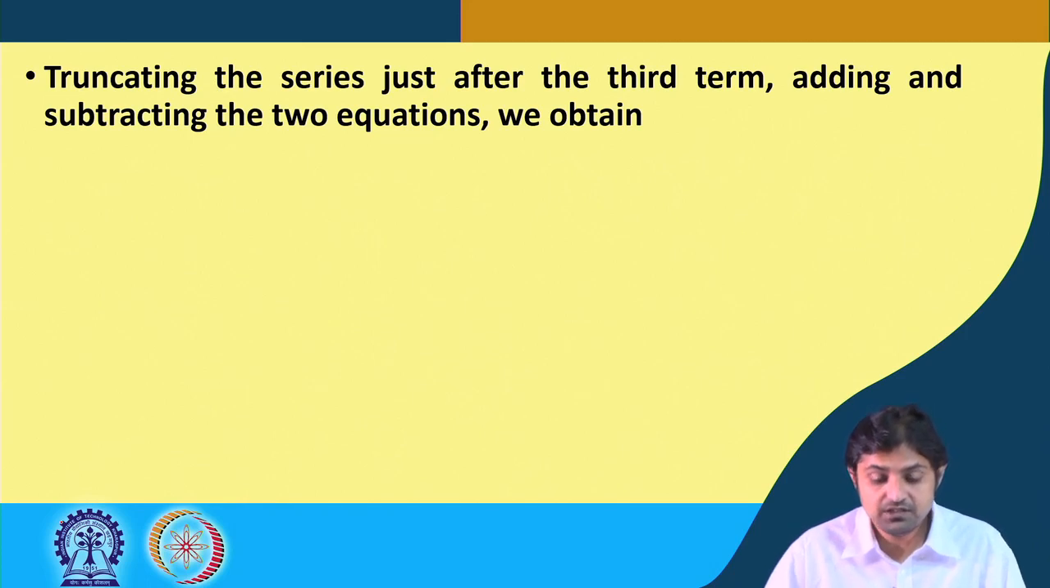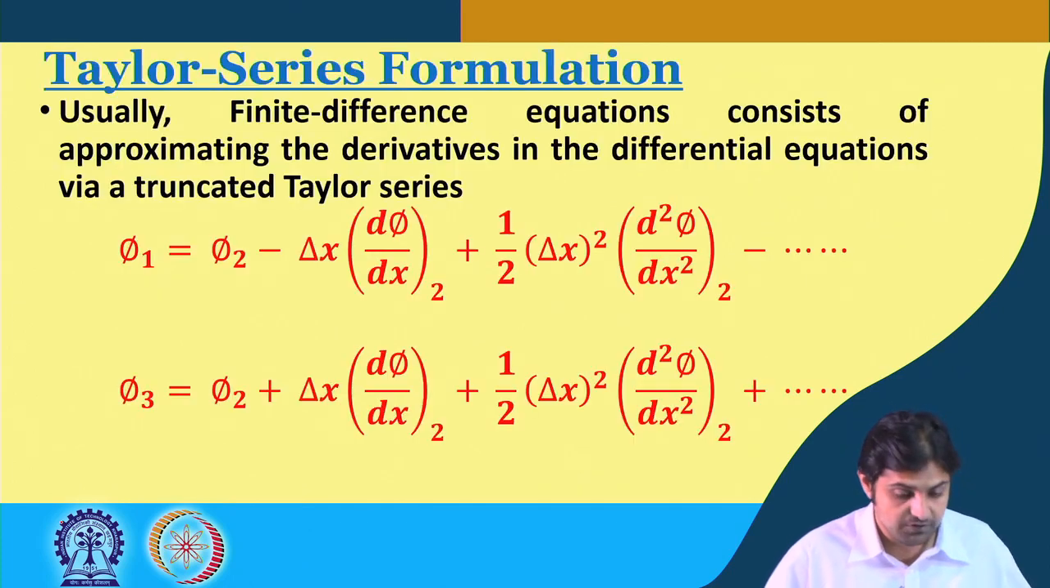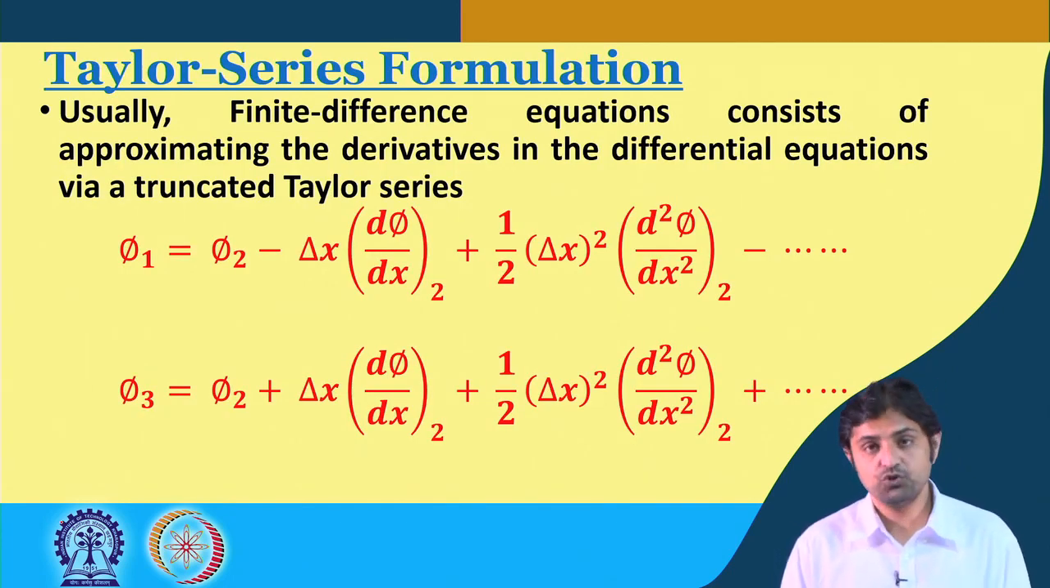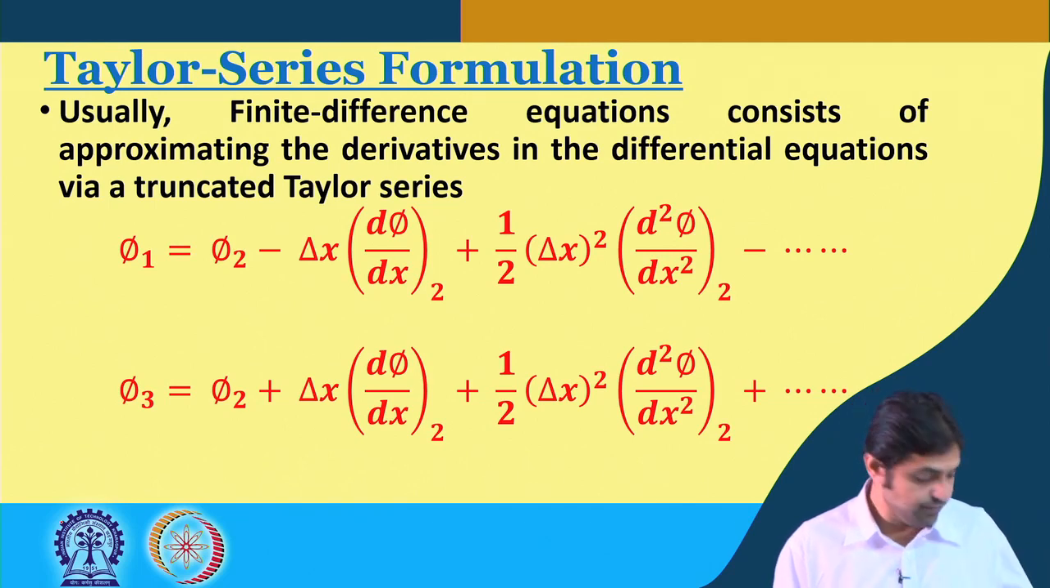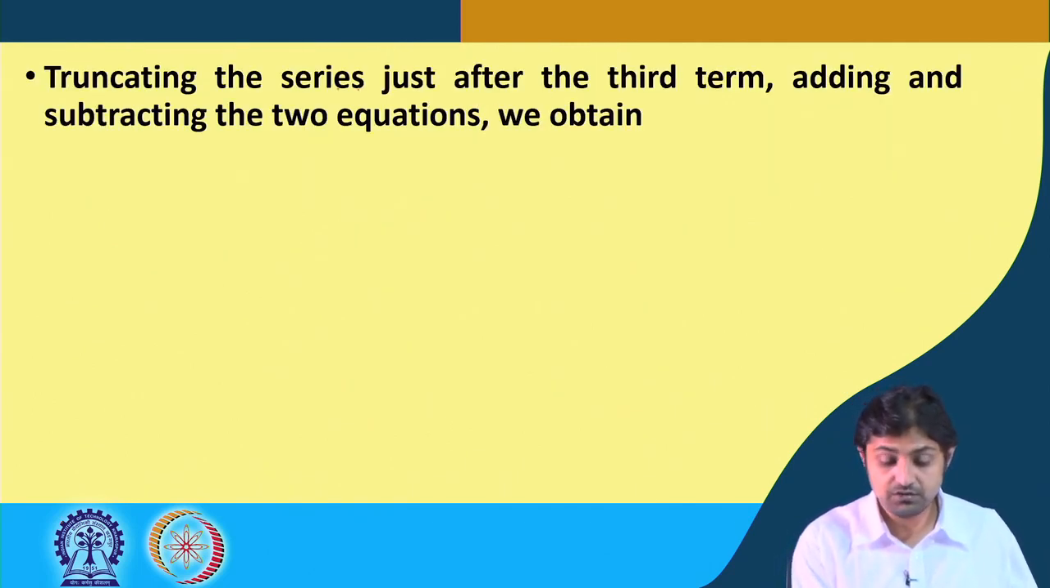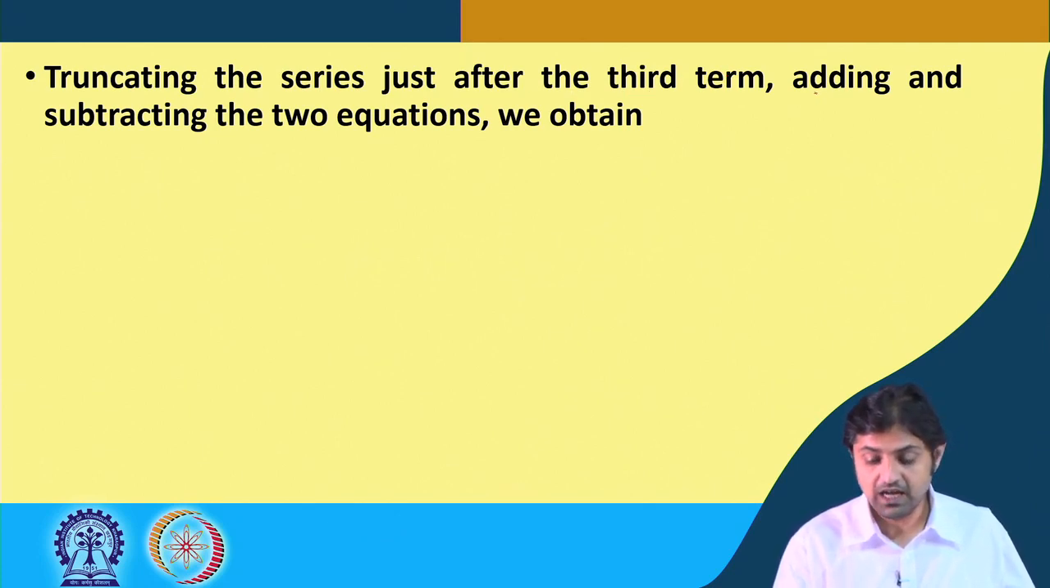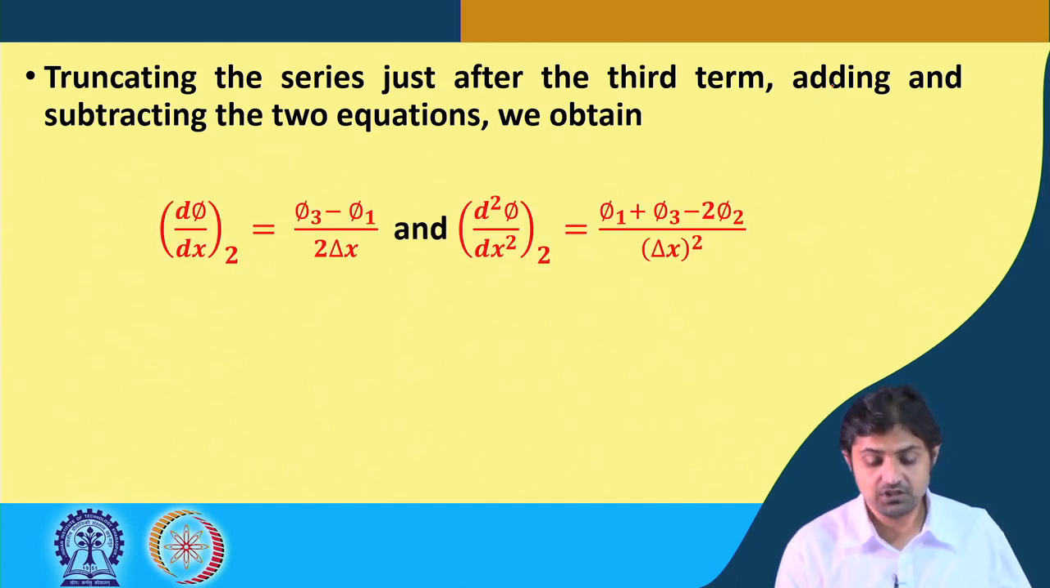So, truncating the series just after the third term, and adding and subtracting the two equations. If you see, there were two equations, phi 1 and phi 3, both written in terms of phi 2. If we first stop the series after the third term and we add and subtract the two equations, then we obtain del phi by del x at point 2 as phi 3 minus phi 1 by 2 delta x, and also del square phi by del x square can be written as phi 1 plus phi 3 minus 2 phi 2 by delta x square.